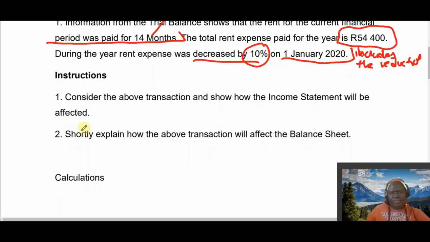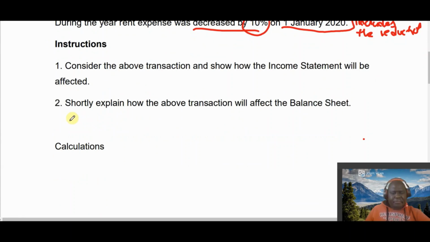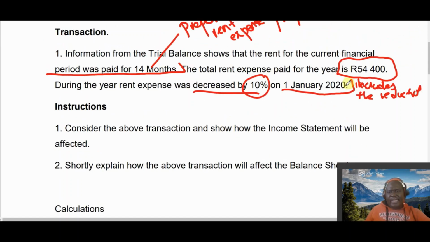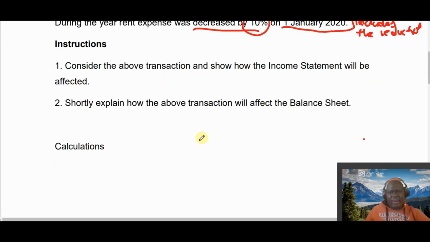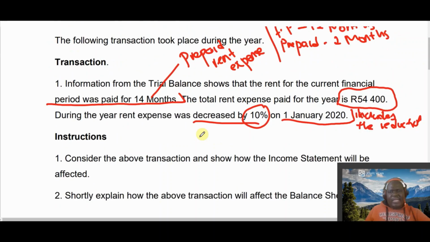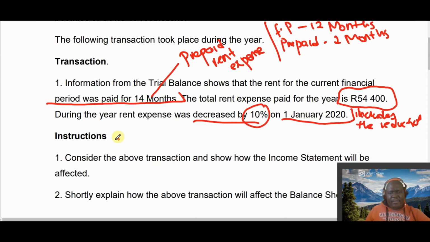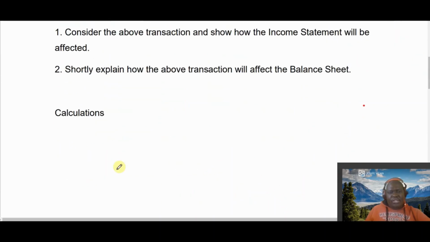Now on the instructions, we are told to consider the above transaction and show how the income statement will be affected, and then shortly explain how the above transaction will affect the balance sheet. So we are going to explain in short detail how the effects of the adjustment affect the balance sheet. So now let's transfer the information that we have into an equation.